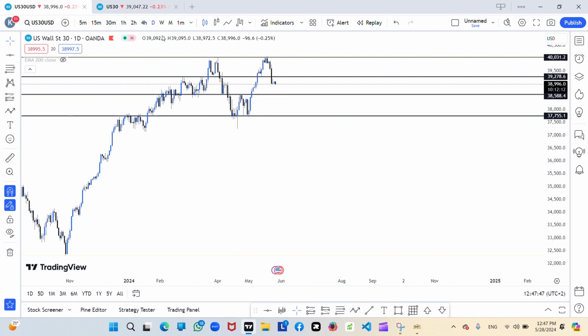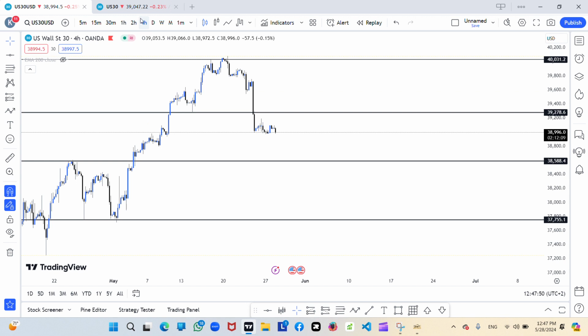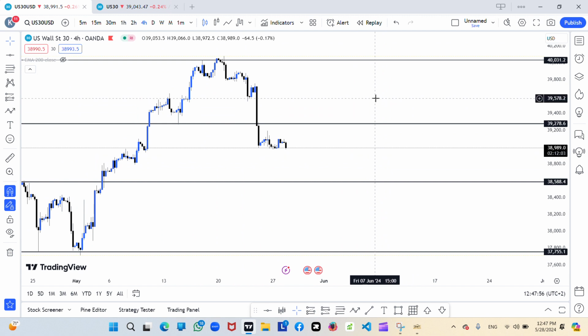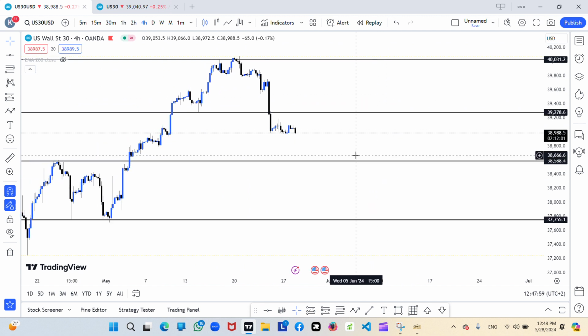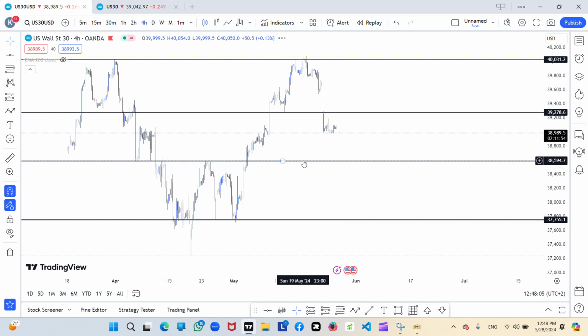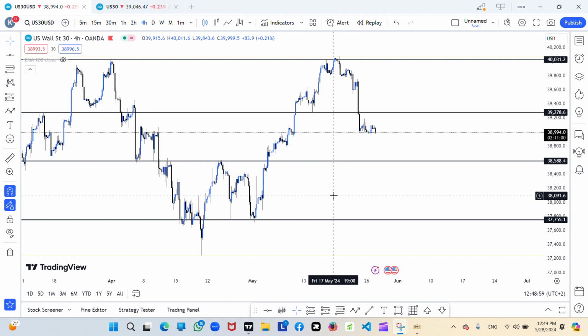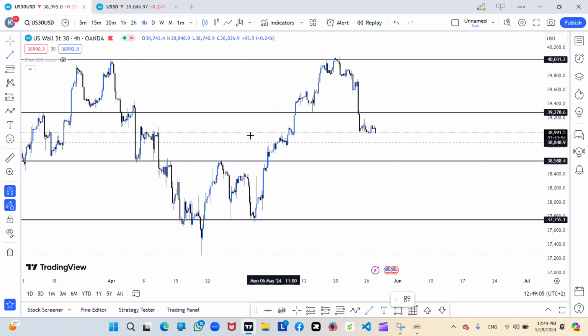Now let's go to the 4 hour time frame. Here we are on the 4 hour time frame for the USDT. On the 4 hour time frame, the thing that I would love us to do is, I like supply and demand, guys. I like supply and demand because I think it's a very accurate strategy.